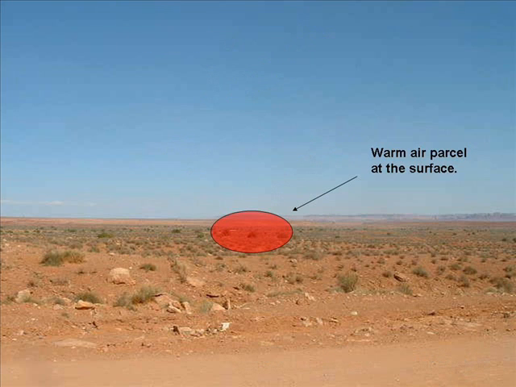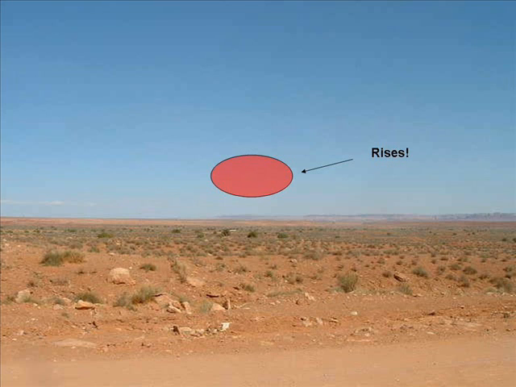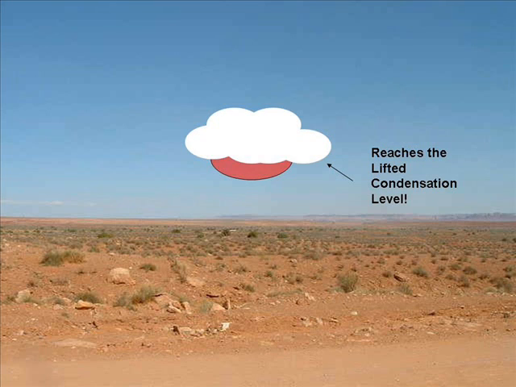Cumulus clouds are going to have their origin as a warm air parcel near the surface of the Earth. This air parcel will rise and eventually reach its lifted condensation level, or LCL. The air parcel will have risen from the surface. That's the key to making a low-level cloud like a cumulus cloud.